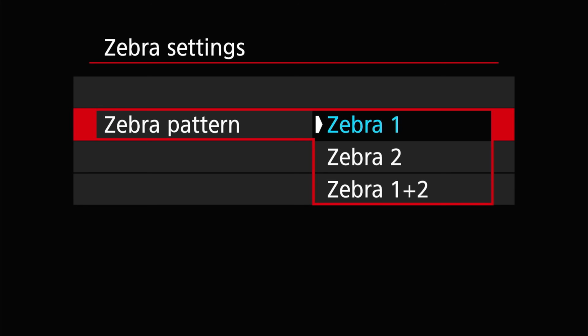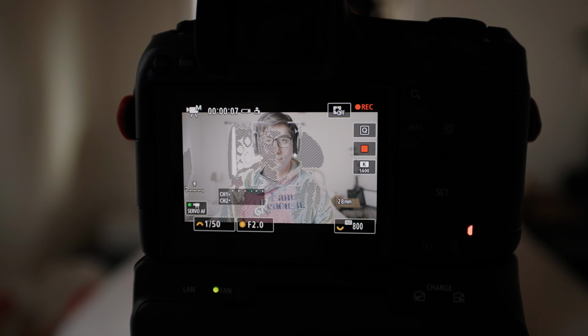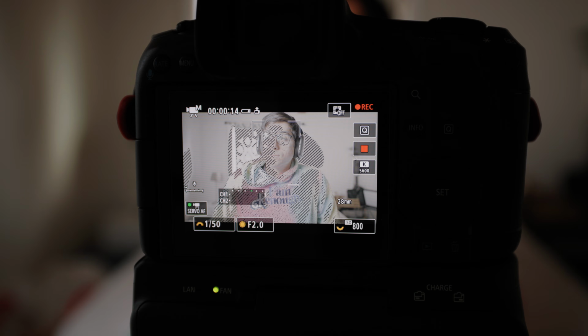When you're exposing for people, you're going to want to enable Zebra 1. This is the value we set to 55 plus or minus 5. And what you want to see here is on the bright side of a person's face that's being illuminated by a light source, whether that's the sun or a studio light like right now, you want to see those zebra patterns across that part of the face. Once you see those zebra patterns, you know that they're properly exposed and you can begin recording.